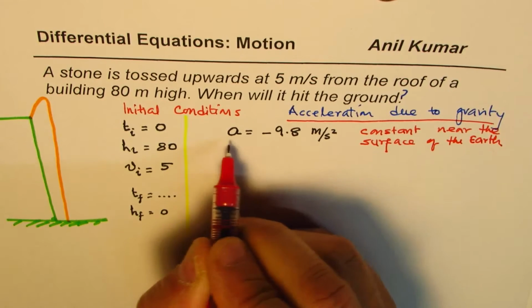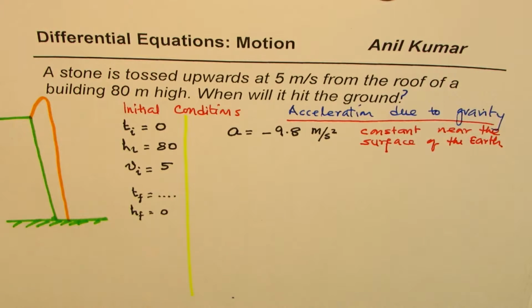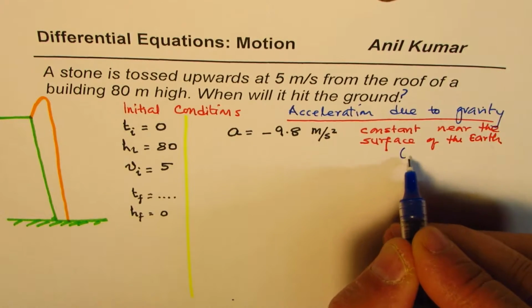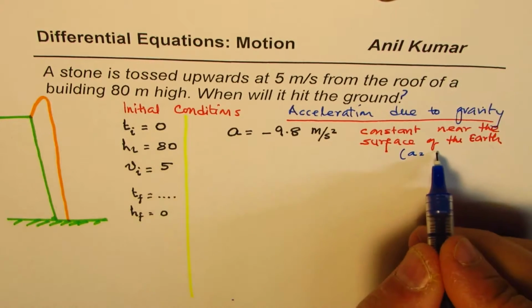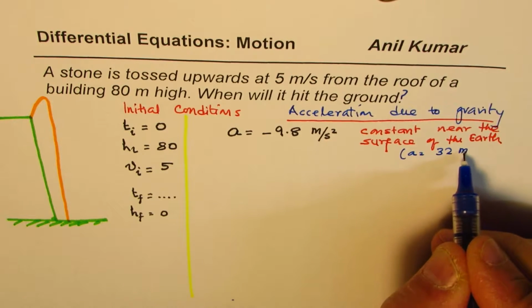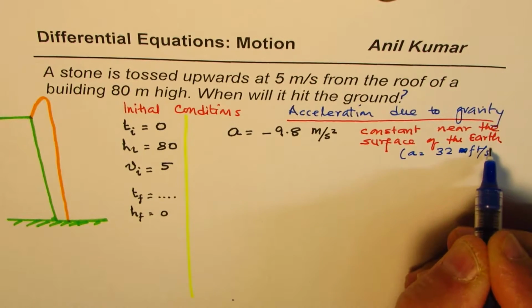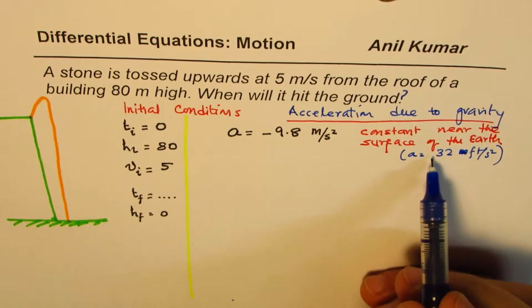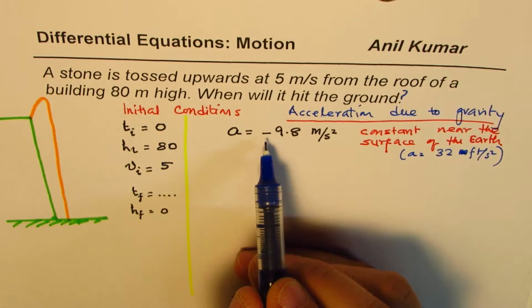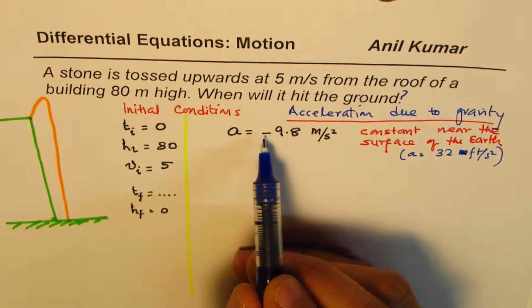So this is the critical place from where, whenever there is a problem of height, distance, time, you have to use this figure. If you're working in FPS system, then A is equal to, well, I just write 32 feet per second square, right? Now that is a convention. There is nothing negative about it. I mean, it's always positive.